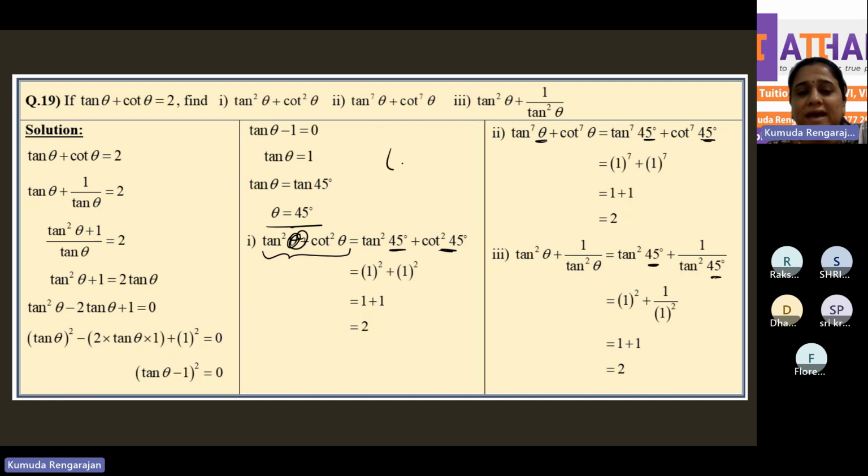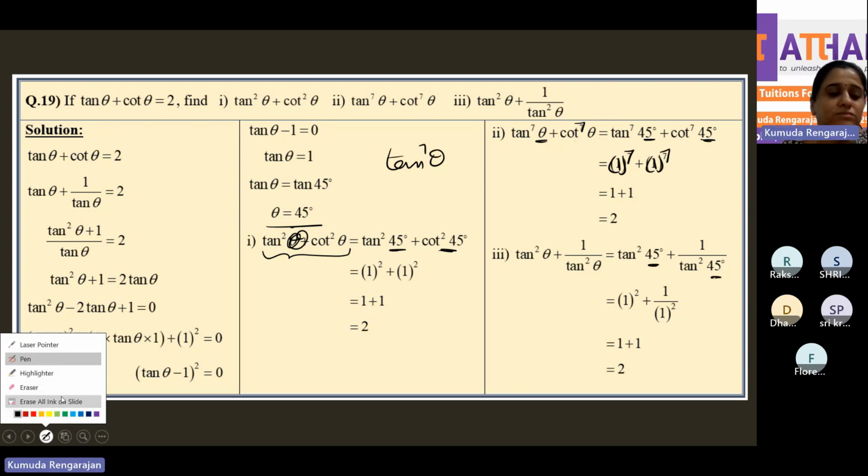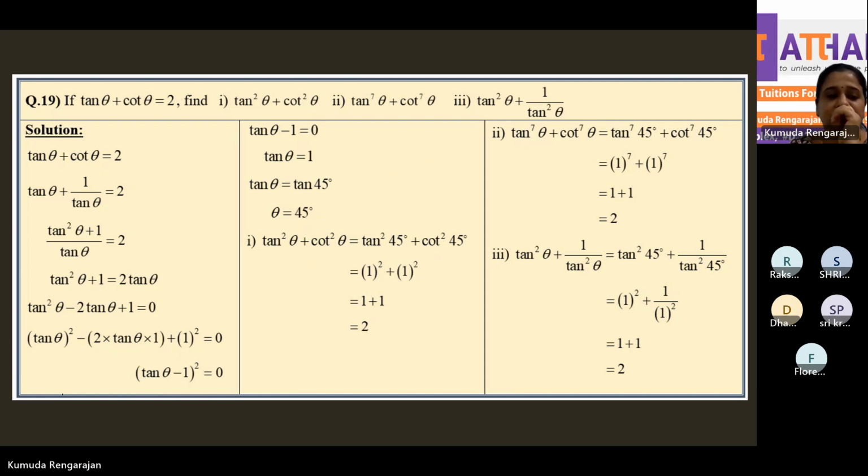So what do you understand by tan theta to the power 7? The value of tan theta is 1, the whole raised to the power 7. Cot theta to the power 7. So what is cot 45? 1. The whole raised to 7. So it's always 2. We should find the value of theta and then use it here to evaluate. So this is 2, this is 2, this is 2.